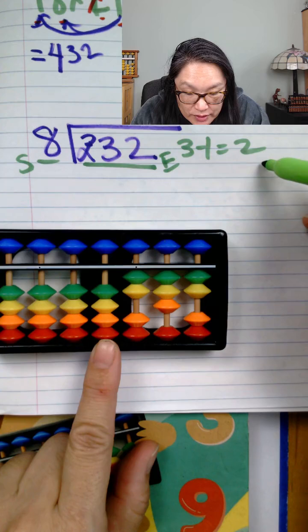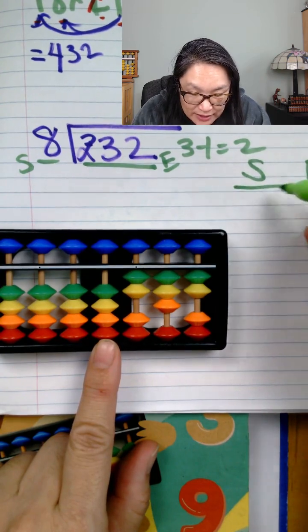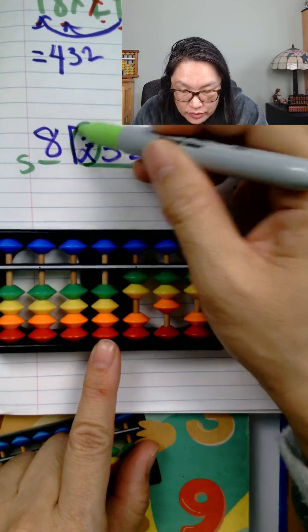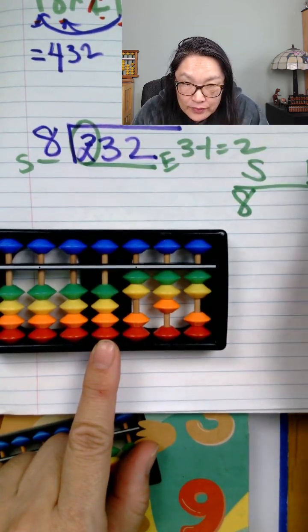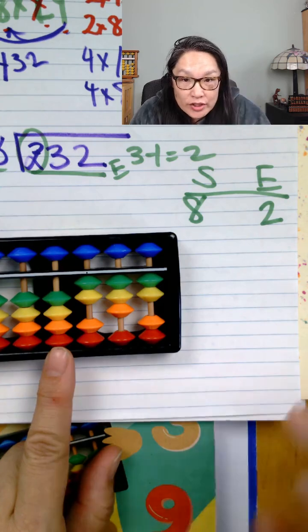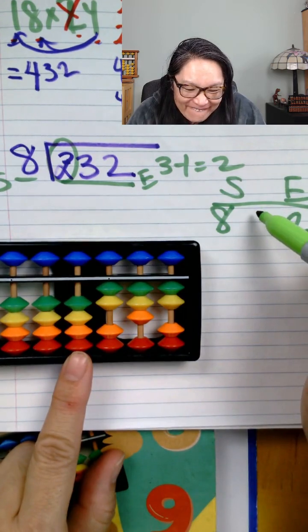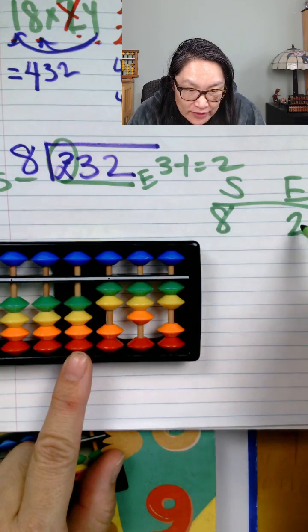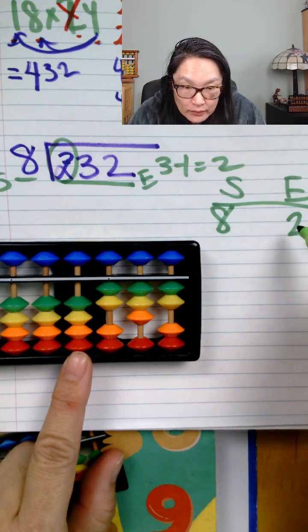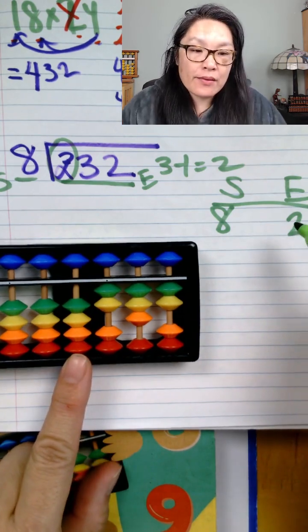Now the next thing we need to do is compare. We have our dividend and our divisor. Our dividend is 2. Our divisor is 8. Oh, you can't see that. Our dividend is 2. Our divisor is 8. So now the question is who is bigger? Which number is bigger? The dividend or the divisor? It's either 8 or 2. Which one is bigger? Put it in the chat.